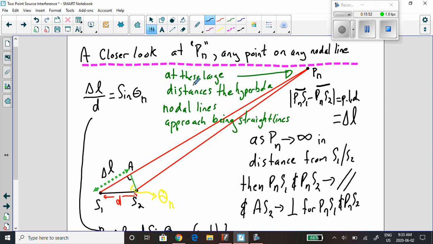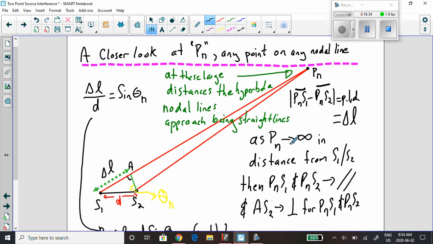Let's read some of the stuff I wrote here. At these large distances, the hyperbola nodal lines approach being straight lines. So these two approach being straight lines. Now something else that you really need to wrap your head around. As Pn, any point on any nodal line, starts to get towards infinity, meaning as Pn gets further and further away, so I mean it's not on the other end of the football field, while your two sources are on either end of a desk in our room. Let's say Pn is, I don't know, where Jupiter is.